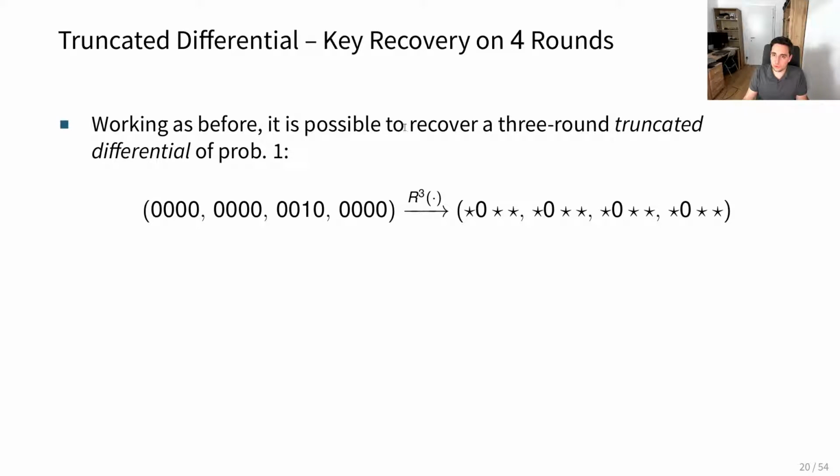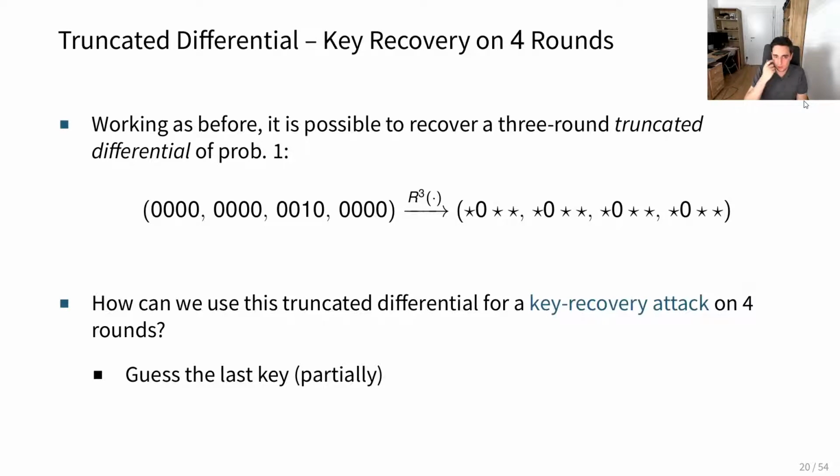So what do we do with 4 rounds? How can we attack 4 rounds? This is similar to what you've already heard about. What we do is we guess the last key partially, and then we try to verify if this differential actually holds. That's how the key recovery attack on 4 rounds works.